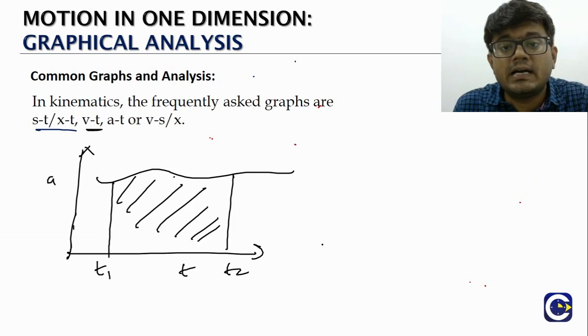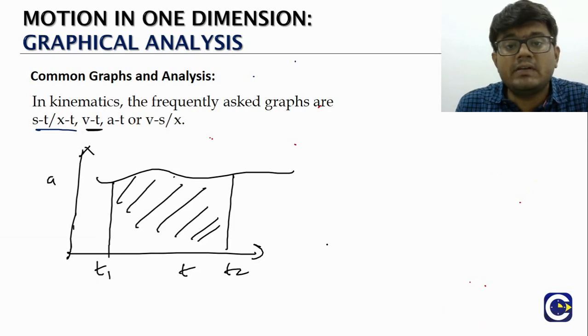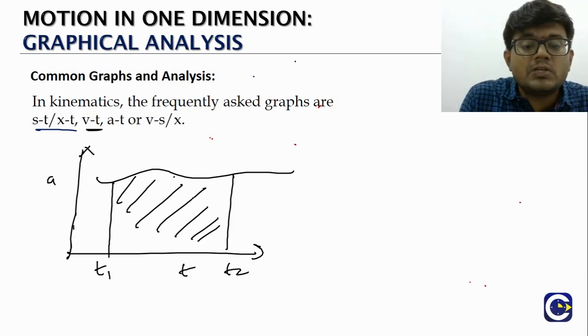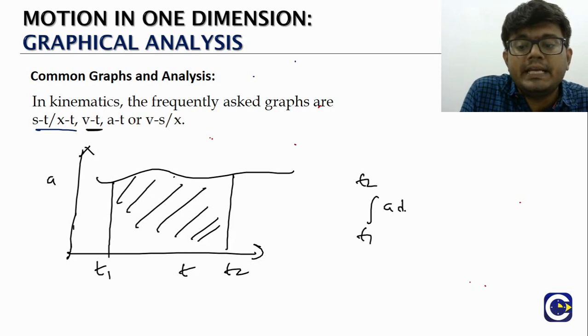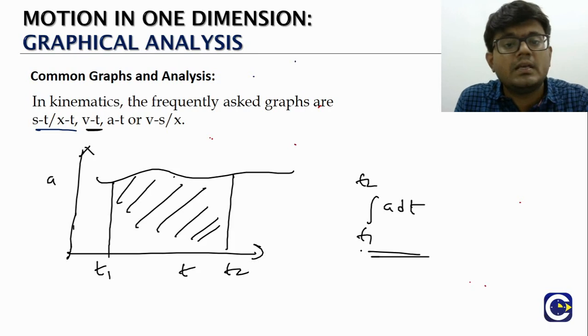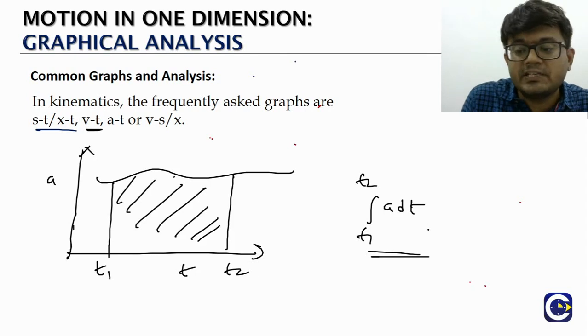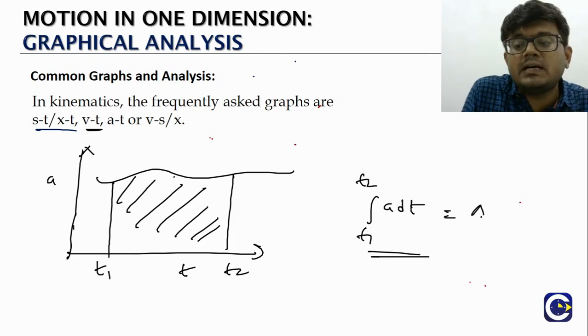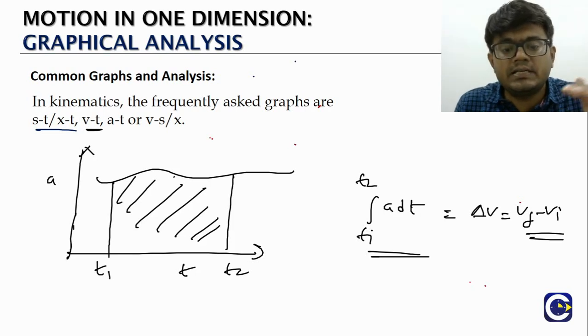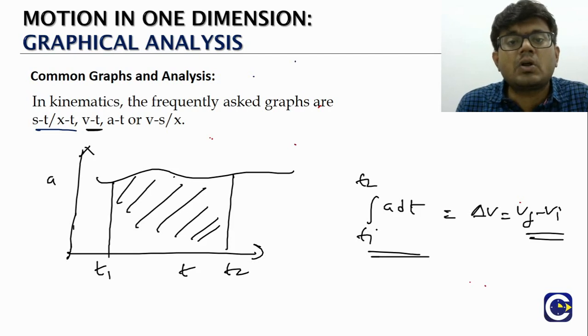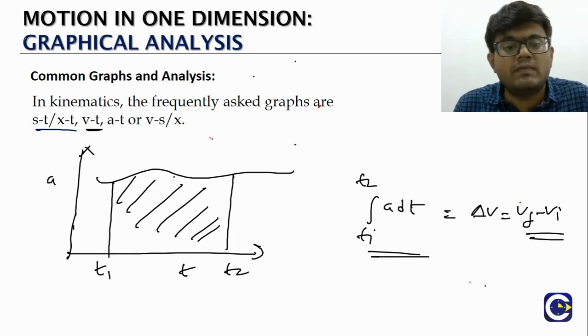All these are the graphs where we have the variable as the time. So you look at it, what is the area? It is nothing but integral t1 to t2 of a dt, right? That is the area in terms of the integral expression. So this is nothing but delta v, or the change in the velocity. So the area between the acceleration curve and the time axis will give us the overall change in the velocity, that is v final value minus v initial.